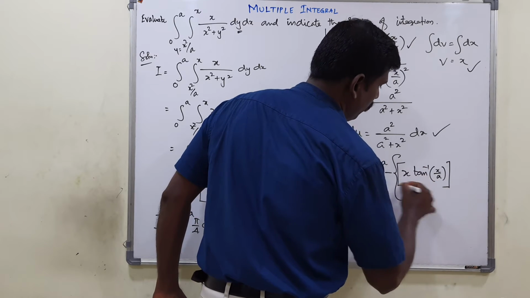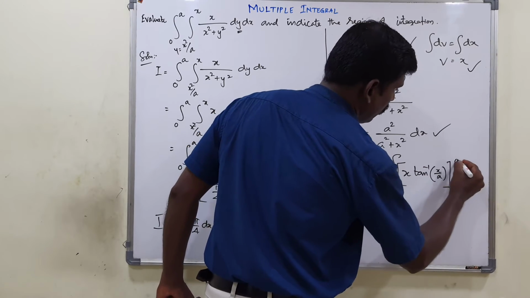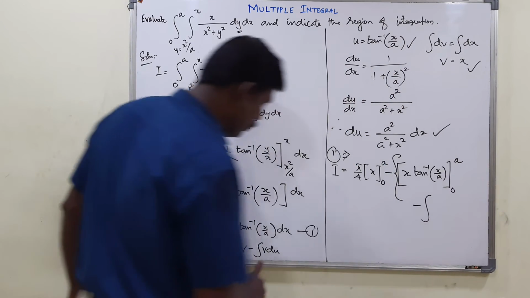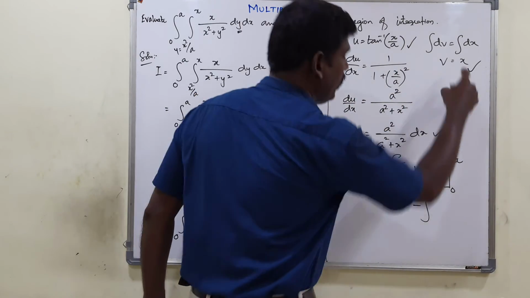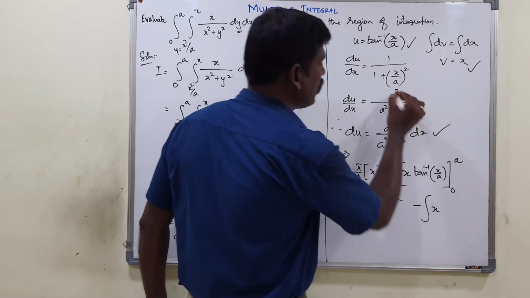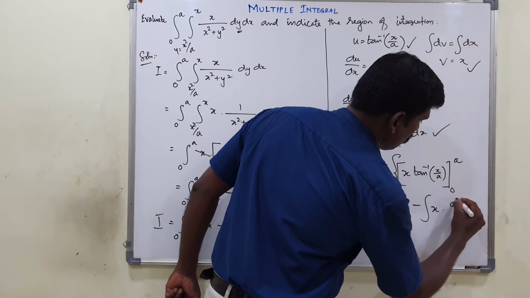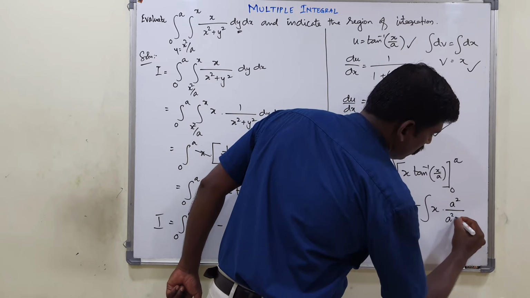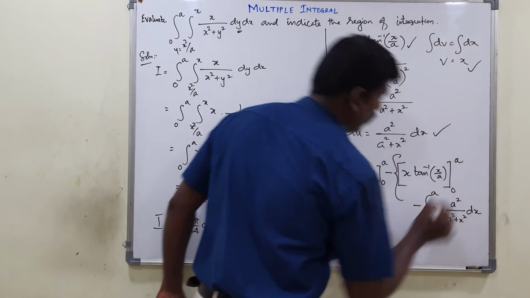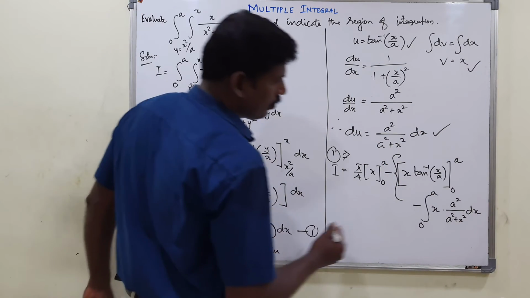Limit from 0 to a, minus integral v du, v into du. What is v? V is x into du. What is du? What is du? A square by a square plus x square into dx. So limit from 0 to a. That's all. Right.